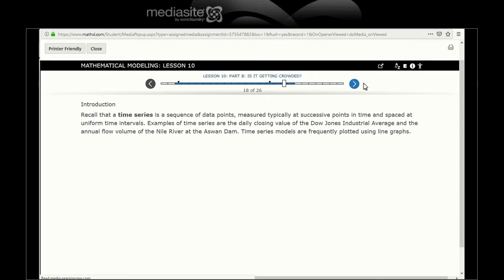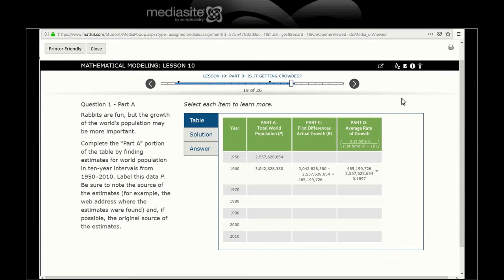Very good. All right. Graphs are fun, but the growth of the world's population may be more important. Complete the Part A portion of the table by finding estimates for world population in 10-year intervals from 1950 to 2010. Label this data P. Be sure to note the source of the estimates, for example, the web address where the estimates were found, and if possible, the original source of the estimates. So let's go do that.